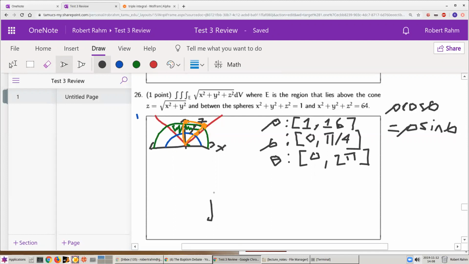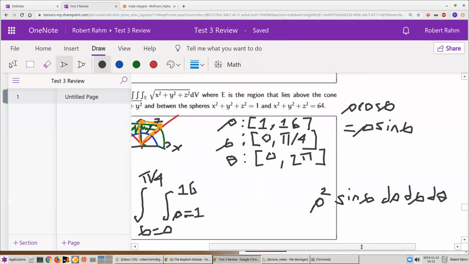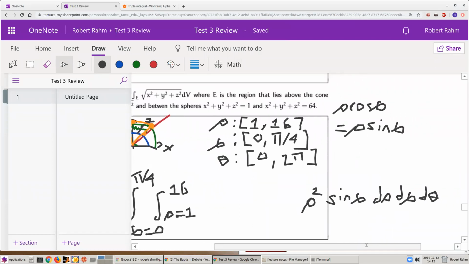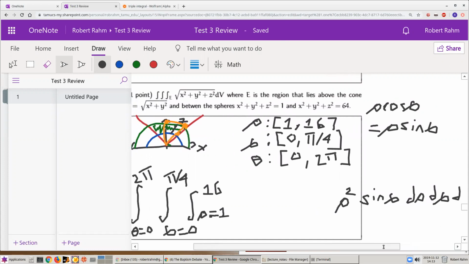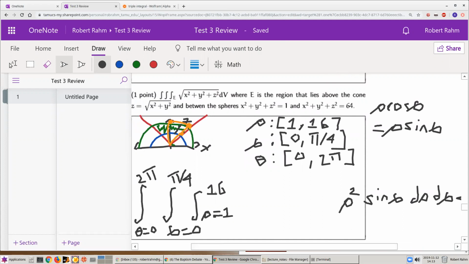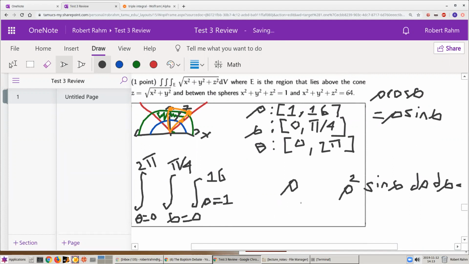Okay, and so now what does the integral become? Well, now we just fill in the information. Remember, when we do spherical coordinates, we always write rho squared sine phi d rho d phi d theta, just like in polar it was r d r d theta. Okay, and then these are the bounds. Rho goes from 1 to 16, phi from 0 to pi over 4, and theta from 0 to 2 pi. Now this function, x squared plus y squared plus z squared, remember, that's just rho squared in spherical coordinates. So when you take the square root, you get rho. And so now this is the integral to do. Again, it might be tedious, but it is straightforward.